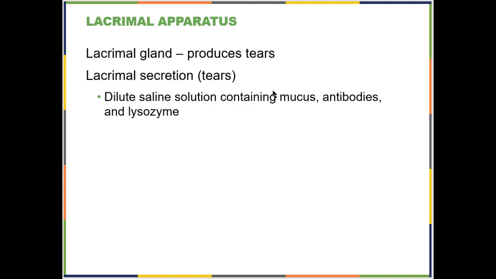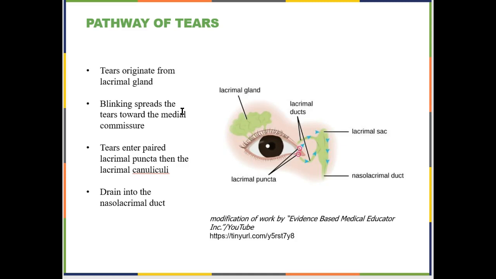Lacrimal apparatus. Again, this is not super important. So know that your lacrimal gland is the source of all of your tears. And the ingredients in tears is not in your objectives, so we'll just agree to not put it on the exam. The pathway of tears as well, not super important, not an open-ended question.